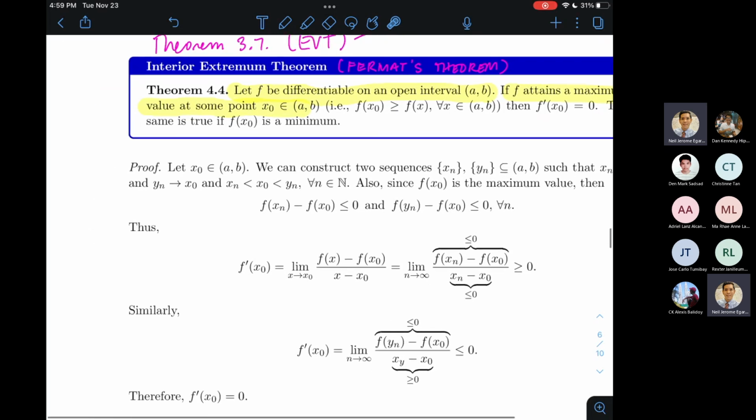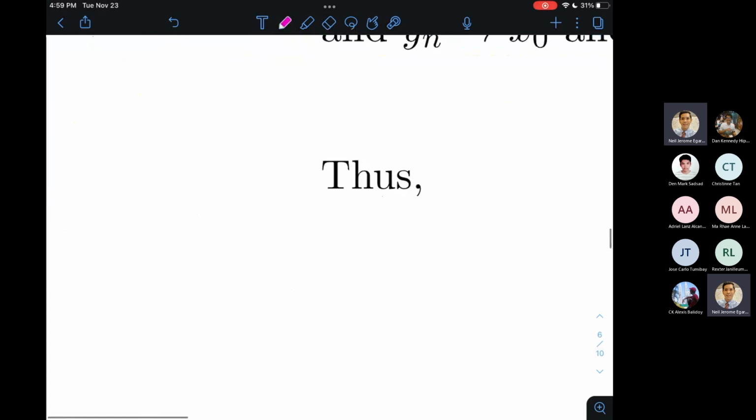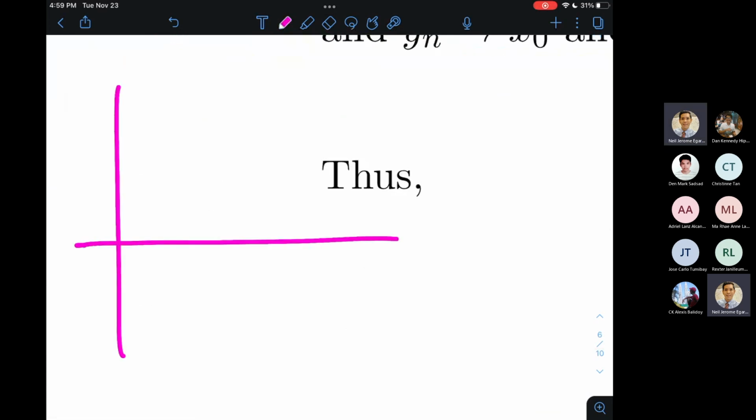Okay. So balikan natin yung graphical interpretation niya. So meron akong differentiable function, so dapat smooth siya, wala siyang cusps, wala siyang sudden turns, dapat continuous din siya. Okay. From a to b. Okay.